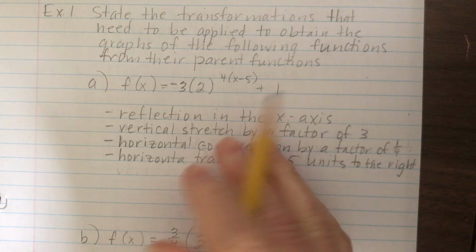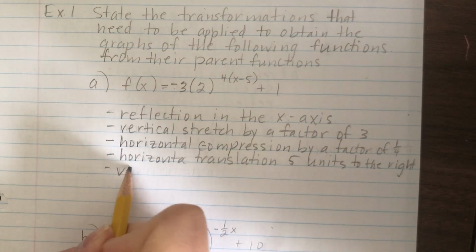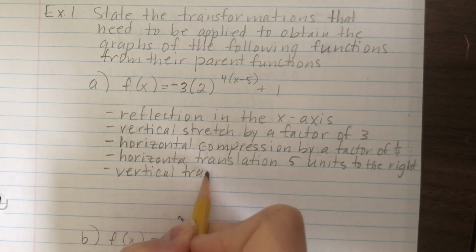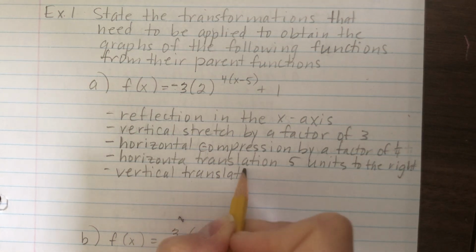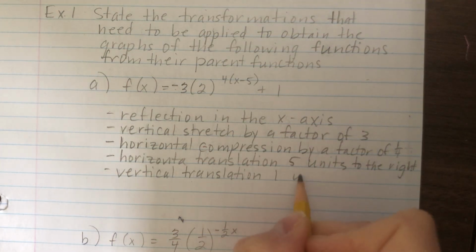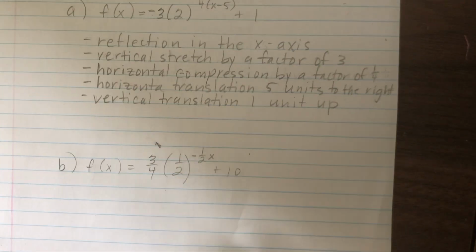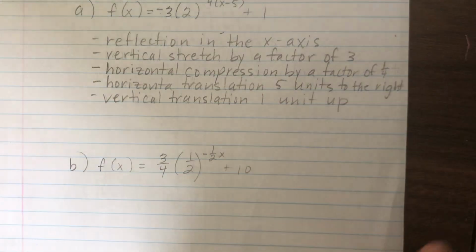Finally, 1 is taking the place of c, and it represents a vertical translation. And in this case, it's upward because it's positive, so 1 unit up. Okay, let's look at another example.